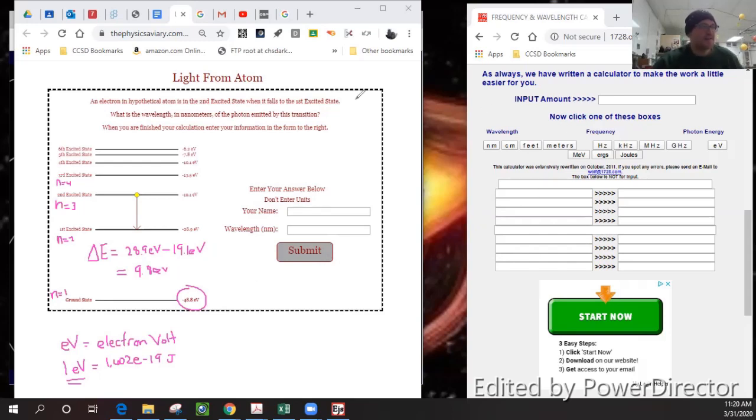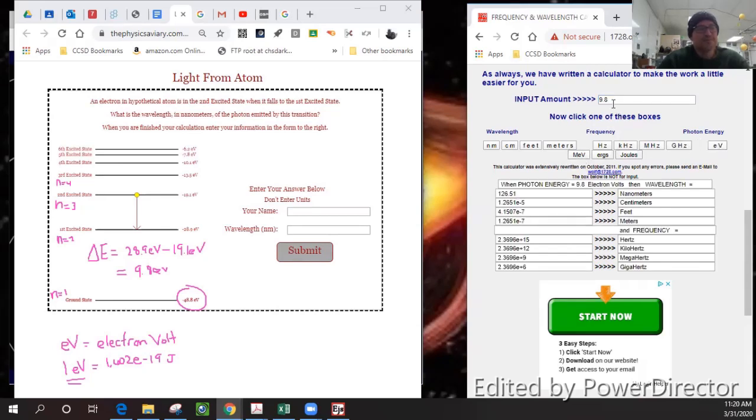So over here is the calculator. Let me move this around a little bit. What's the input amount? To go from here to here, it took 9.8 electron volts. So let's put in 9.8. Now we have to pick the correct units. It's not wavelength, it's not frequency, it's photon energy, electron volts. There's joules, MeV, but we want electron volts. Now, the question is, what is the wavelength in nanometers of the photon emitted by this transition?